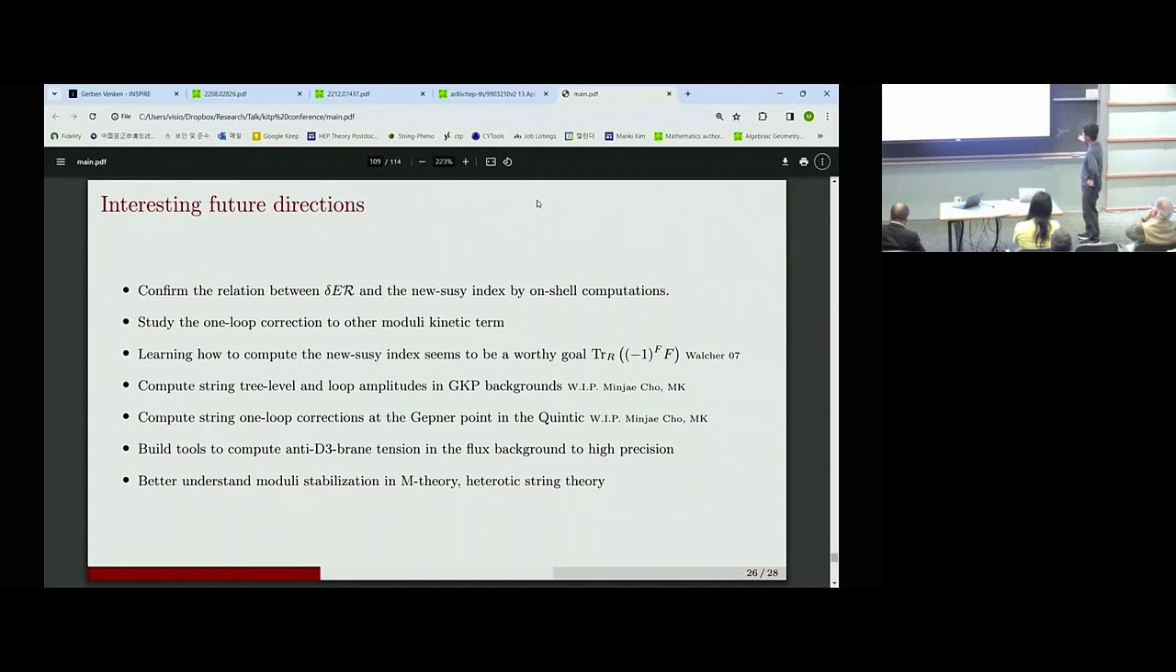And Minjae and I are computing some string tree level and loop amplitudes in GKP backgrounds and in the quintic. And I think it'd be very nice to build tools to compute anti-D-brane tension in the flux background to better understand SUSY breaking. And of course, we need to better understand moduli stabilization in other corners of string theory. Right, I'm done.